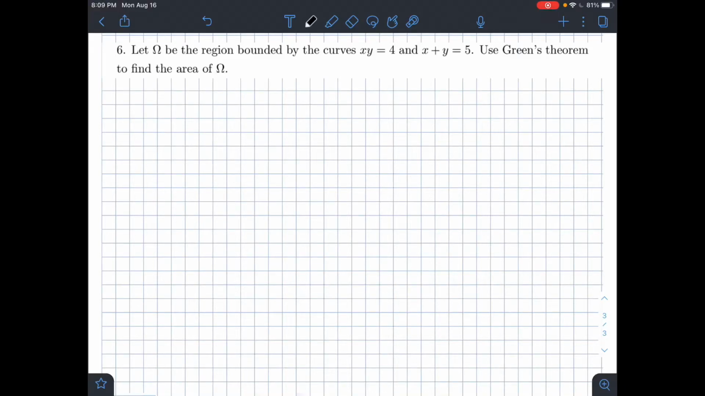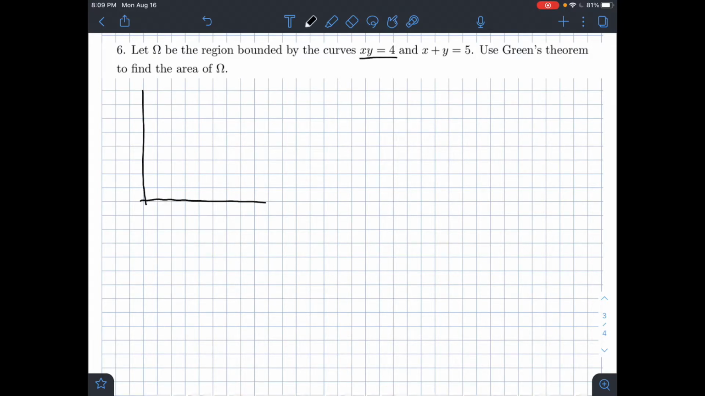Let omega be the region bounded by the curves xy equals 4 and x plus y equals 5. Use Green's theorem to find the area of omega. So in these types of problems, it's really important to start by graphing the equations that you were given.